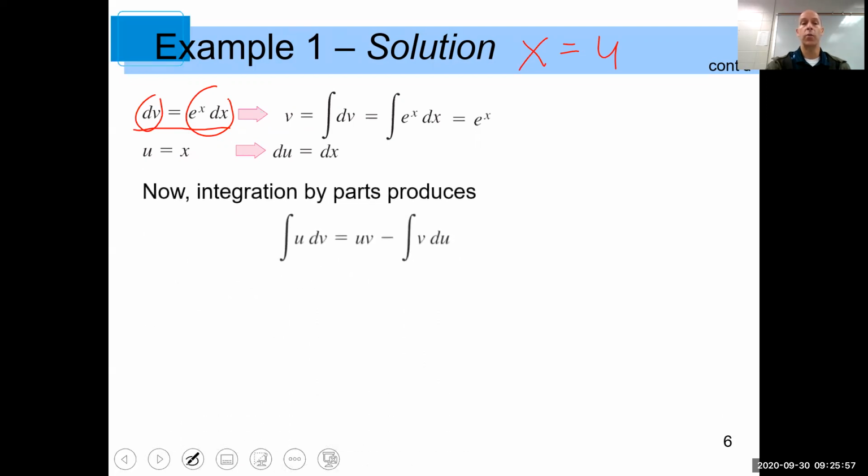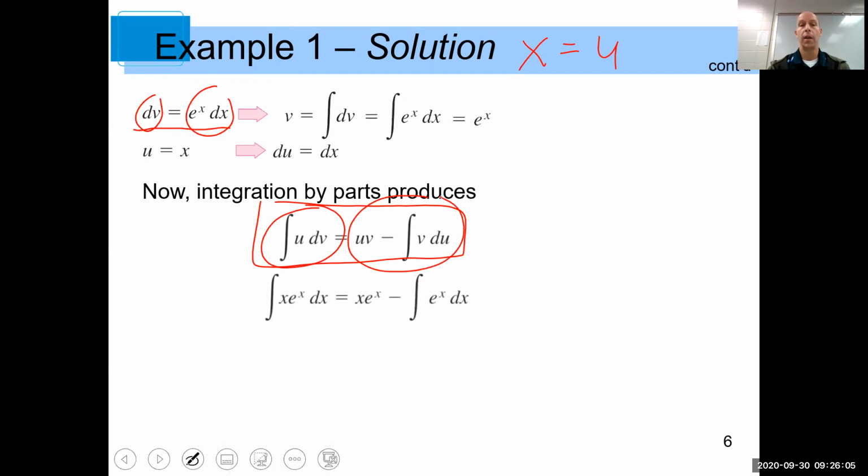So now we can plug all of these components into our formula. This is what we started with. Now here's what we're going to adjust it to. The integral of x e to the x dx is going to be equal to, well, what did we say u was? u was x, so that's why we have x right here. What did we say v was? v was e to the x, so that's why we have e to the x right there. Now we need the integral of v du. v was e to the x and du is dx. So we have converted our original integral into this product minus this new integral.